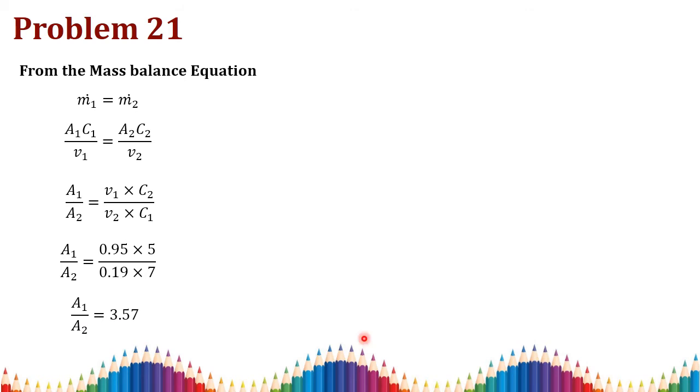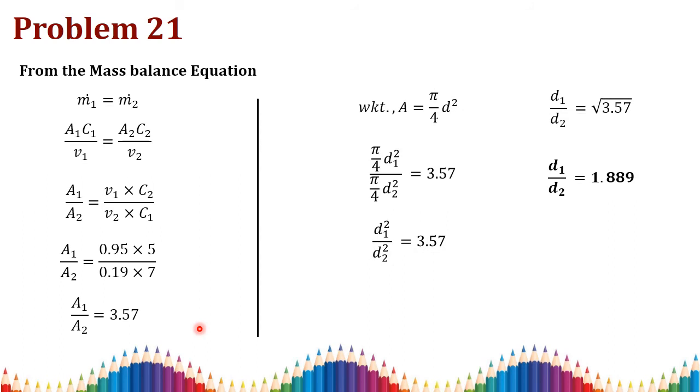Again, they are asking about the ratio of inlet pipe diameter to the outlet pipe diameter. For that we need to consider a mass balance equation. In a mass balance equation, A1 C1 by V1 is equal to A2 C2 by V2. Here I am considering A1 by A2, so we know C2 and V1, this is C1 into V1. You substitute all the values here, then you can find A1 by A2 as 3.57.